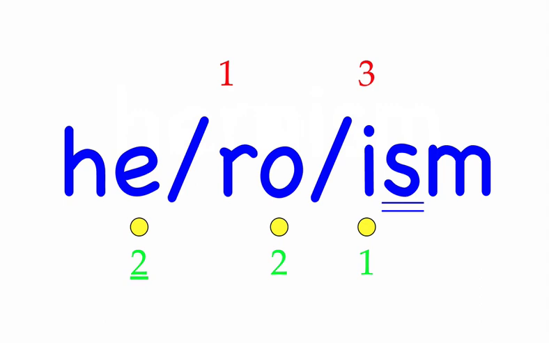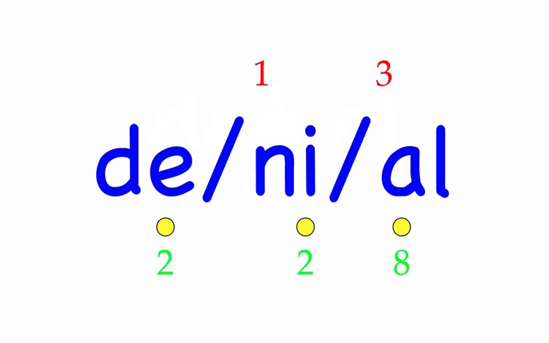Deny-all. D has two sounds, d, e. Nigh, two sounds, n, i. All, two sounds, aw, ul. Deny-all. Mark the word. Denial.